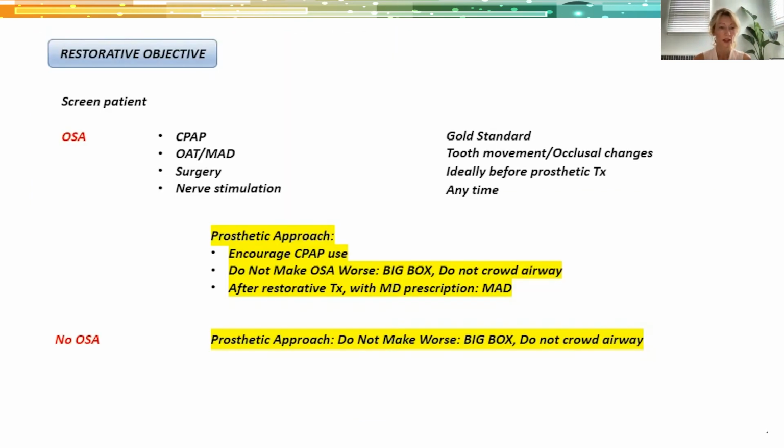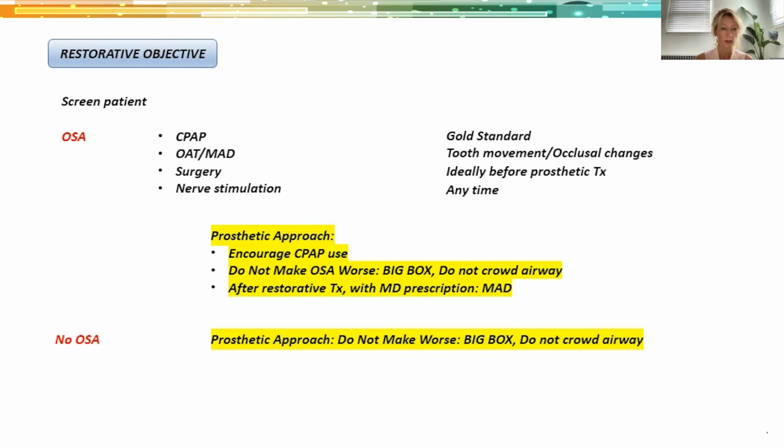Well, when we screen patients, we have either patients that have OSA or patients that don't have OSA. The ones that have OSA have some sort of treatment, whether we screen and refer and they are diagnosed, or it's already been diagnosed and the patient is presenting with some sort of treatment. Either way, the options are a CPAP machine, oral appliance, surgery, or nerve stimulation. All of these different options are determined by the medical doctor.